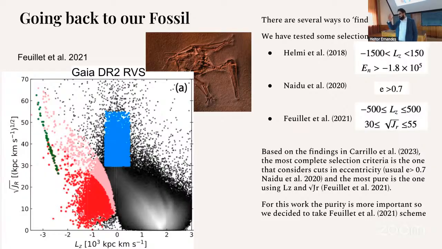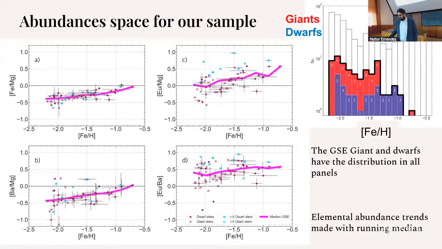Because that can flatten out the trend. And then we applied these are the stars that should belong to the GSE according to the previous selection, and then we plot those here. So this is the data that's in the background that gives the trends in abundance, that we use the same procedure as Isco did in their paper. So we can compare the overall trend.